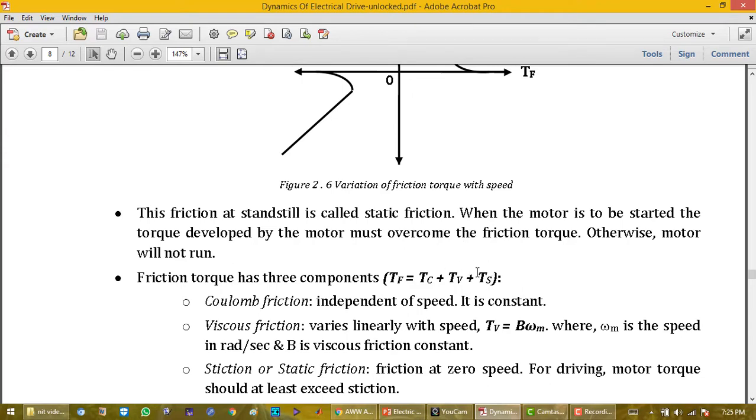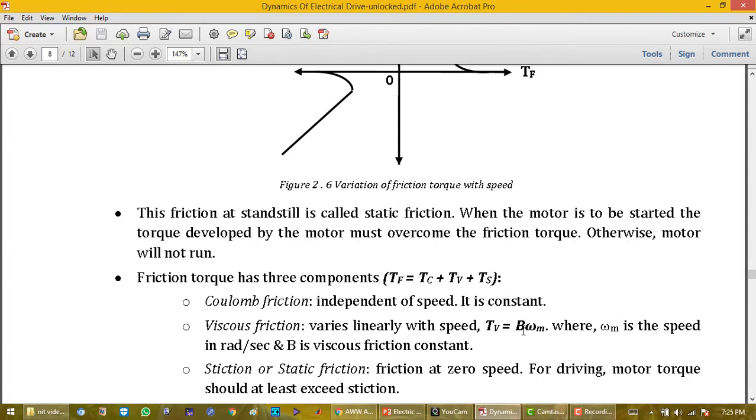When the motor is in running condition, the TS is not in existence. And that Coulomb friction is independent of speed. It is basically constant. So the viscous friction is basically the component of frictional torque which depends on the speed, and it depends linearly. Y equals mx equation it will follow.